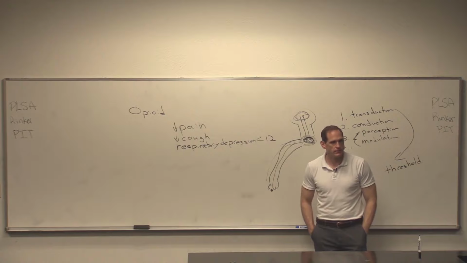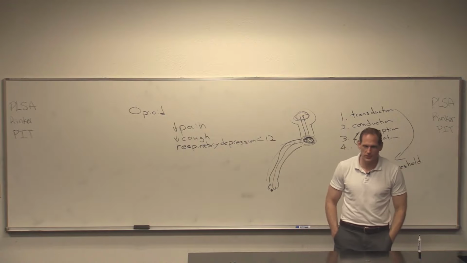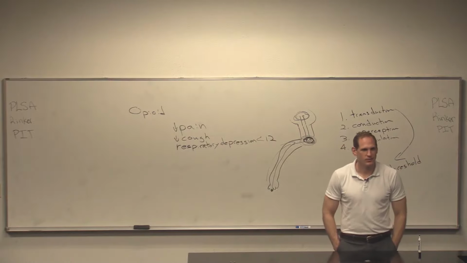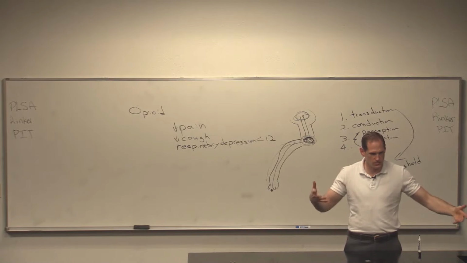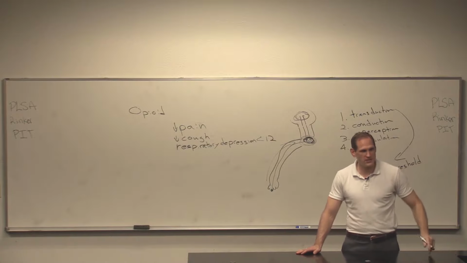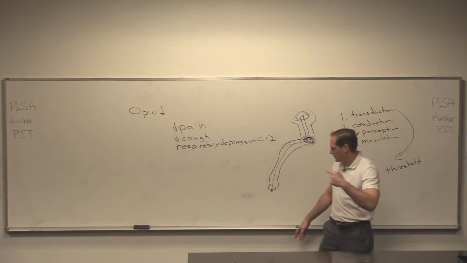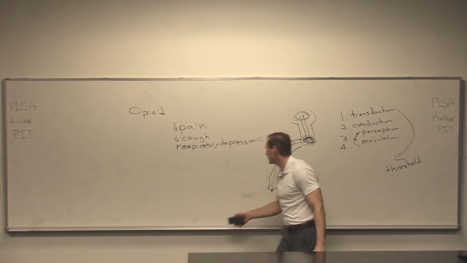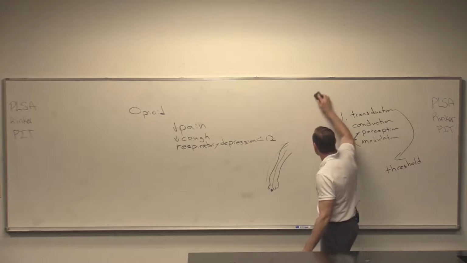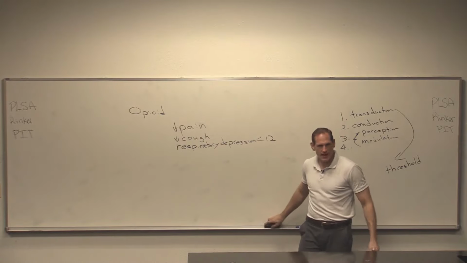What are we going to do about a patient who's got respiratory depression from their opioid? And the answer is, you're going to hold the next dose. So anytime you give an opioid drug, what are you going to check? Respirations. If the respirations are less than 12, what are you going to do? Not give them that dose.